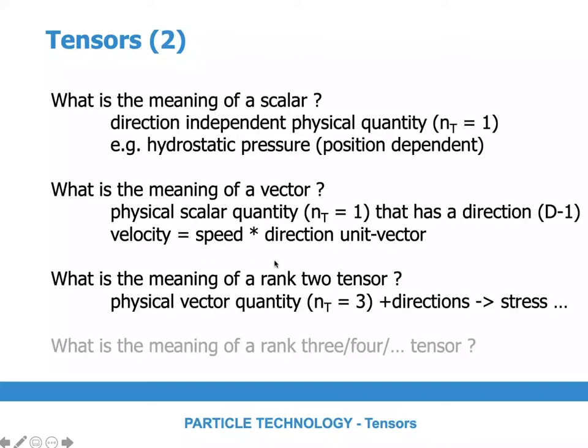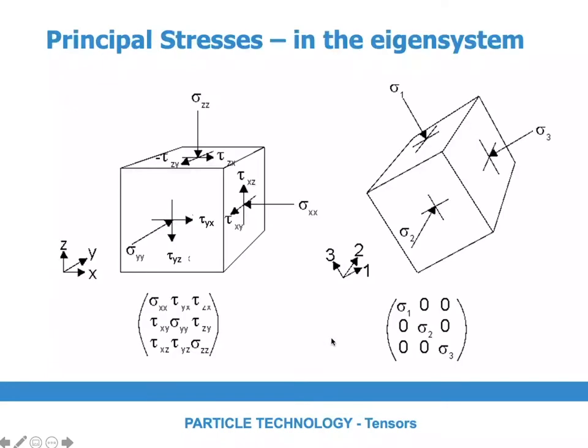What is the meaning of a rank 2 tensor? Okay, so it's a vector-like physical quantity, but it has 3 magnitudes plus 3 directions, as we know from the eigenvalue analysis. So for example, stress. Okay, and I don't discuss higher order tensors here.